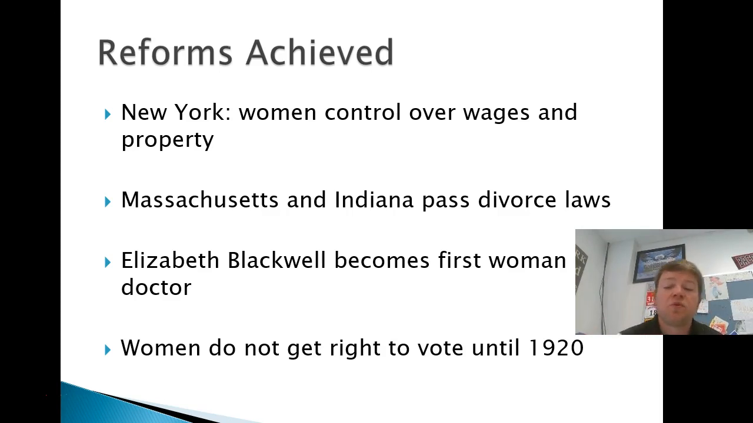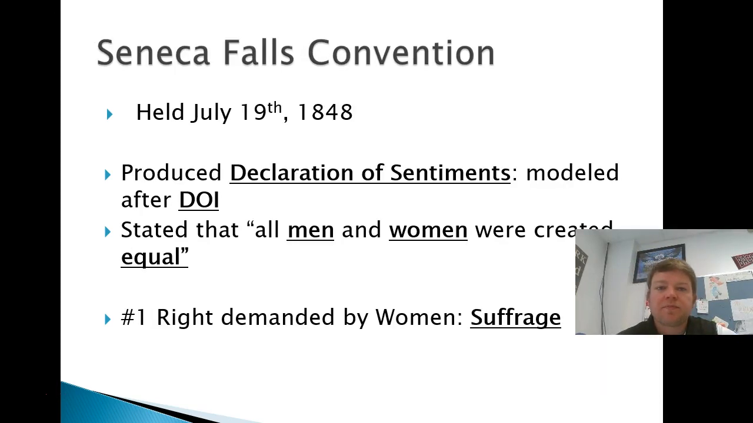Elizabeth Blackwell becomes the first woman doctor. She was educated at Hobart College right here in Geneva, New York, and becomes the first licensed woman doctor during this time period after she was not let into various medical schools across the country. However, the women's rights movement, even though it really gets started in the 1830s and 1840s, we're not going to see that overall goal of voting for all women across the United States until 1920. States are going to give women the right to vote, Wyoming, 1880s, 1890s, things like that, but across America, not until 1920.